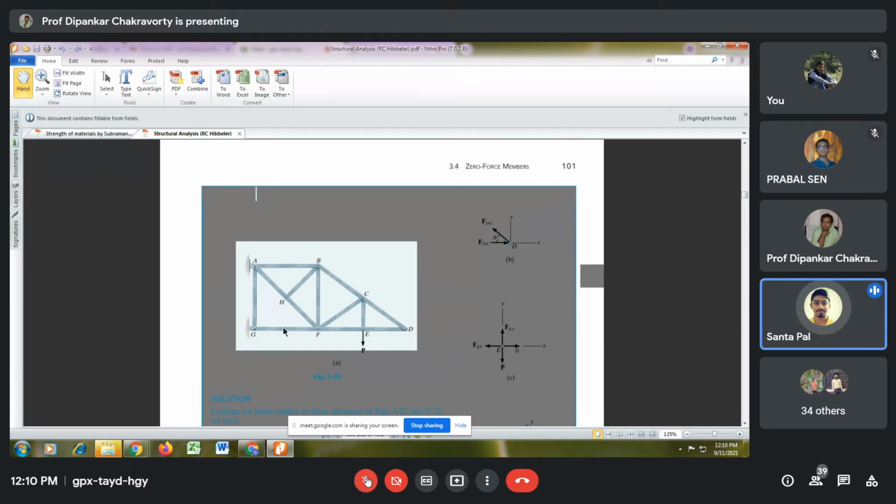Sir, is the joint G a roller joint? Let me see. Yeah, it's a roller. Then, sir, AG will also be a zero force member, because G has only a horizontal component, no vertical. Excellent. Very good. Member AG is also a zero force member. So I hope that your concept about zero force members is okay.